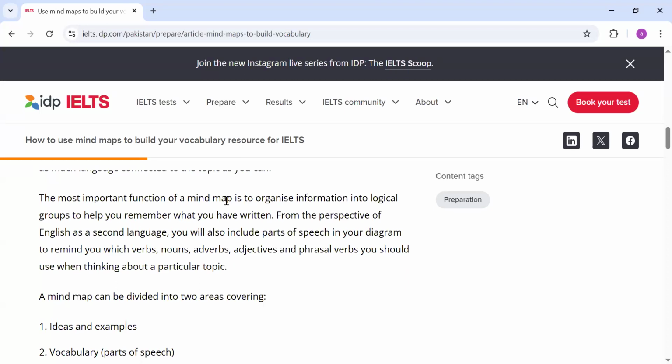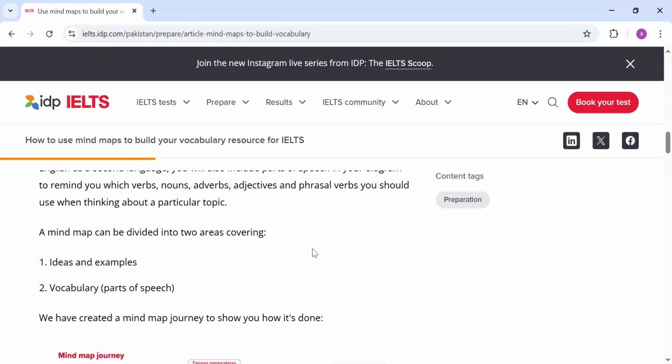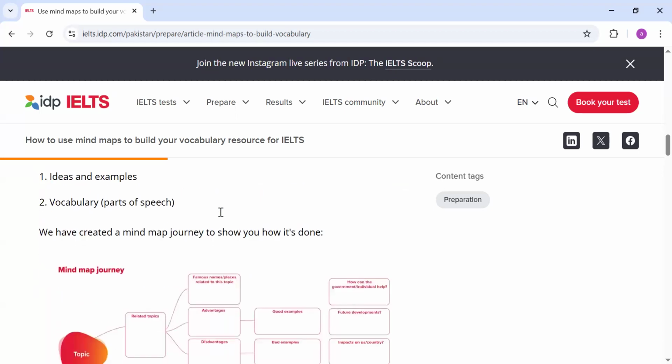The most important function of a mind map is to organize information. We came to know how it helps. We can organize the information in different forms. From the perspective of English as a second language, you will also include parts of speech in your diagram to remind you which verbs, nouns, adverbs, adjectives, and phrasal verbs you should use when thinking about a particular topic. So why do we further subdivide into verbs, nouns? Because it's a language and we need to know about all these things.